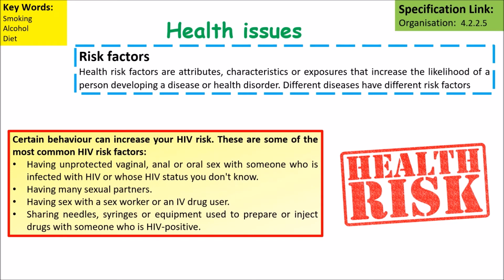Certain behaviour can increase your risk of catching things like HIV and other sexually transmitted disease. So having unprotected sex, having many sexual partners, having sex with a person who is taking drugs where they've used syringes and needles that have been shared between lots of different people can all increase the risk of developing HIV or catching HIV.